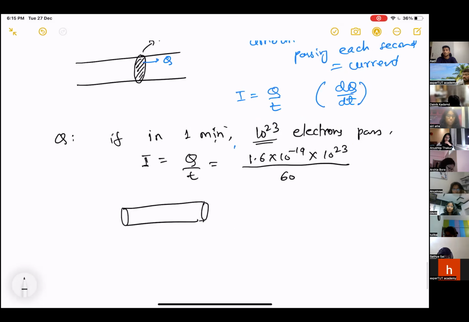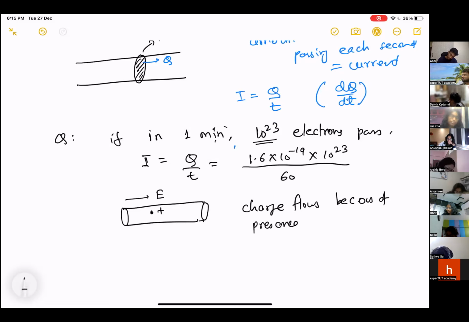Why does current flow? Current flows because there is a presence of electric field. Why do charges flow? Charge flows because of presence of electric field.